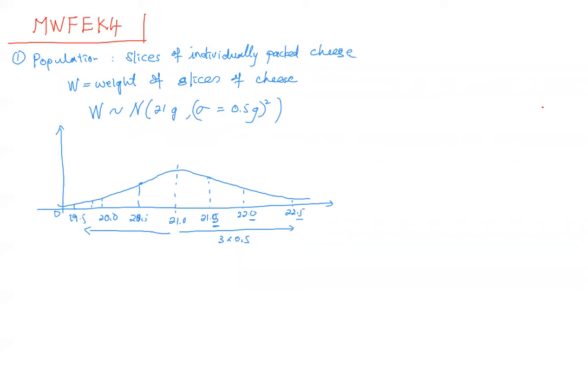Okay, then they say the slice of processed cheese are sold in packet of 12. Okay, so packet of 12. So each packet itself is a what? Sample. Thank you. It's a random sample, right? Okay, what is the sample size? 12. So sample size is 12. Good.